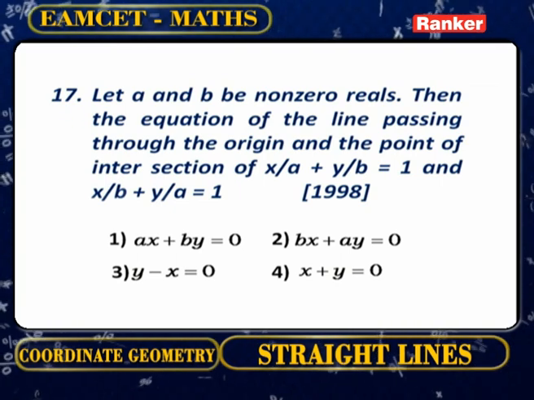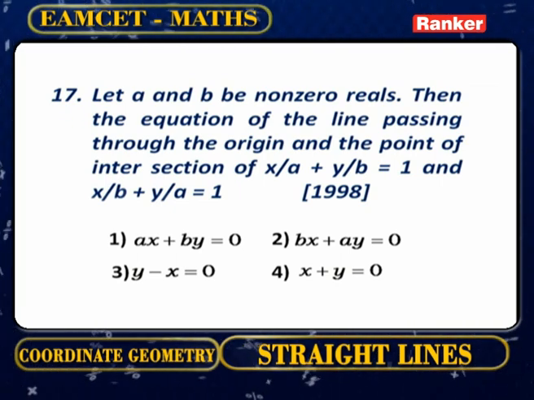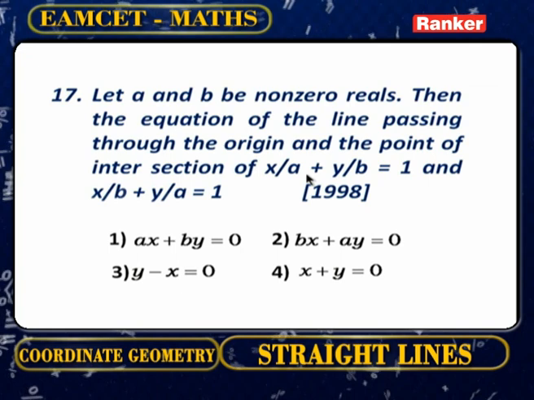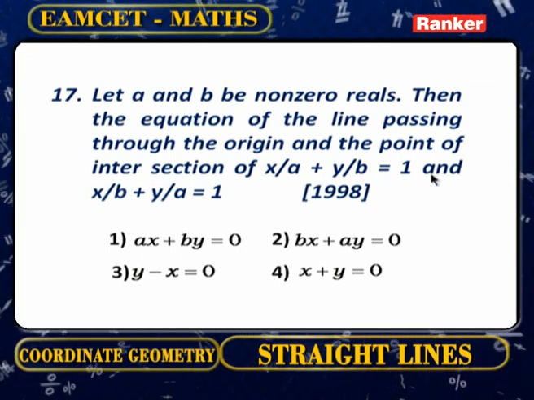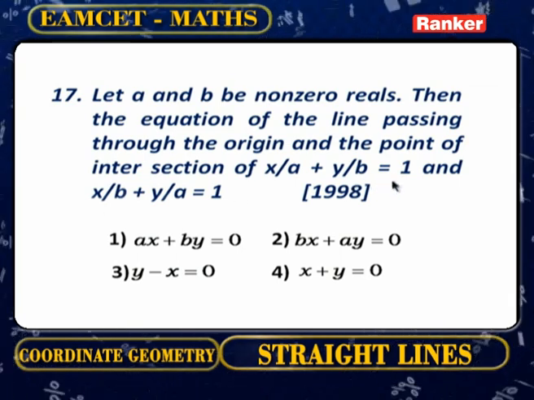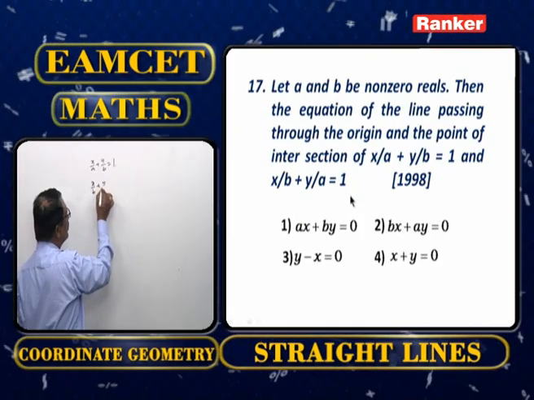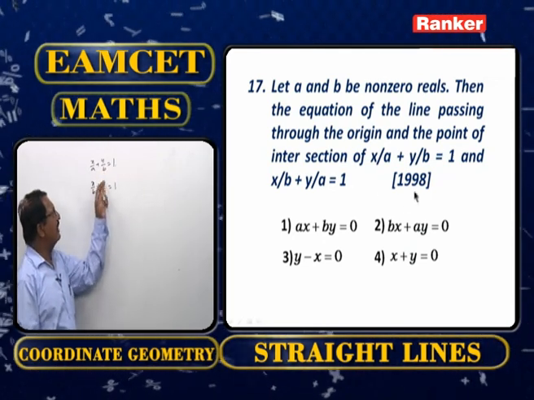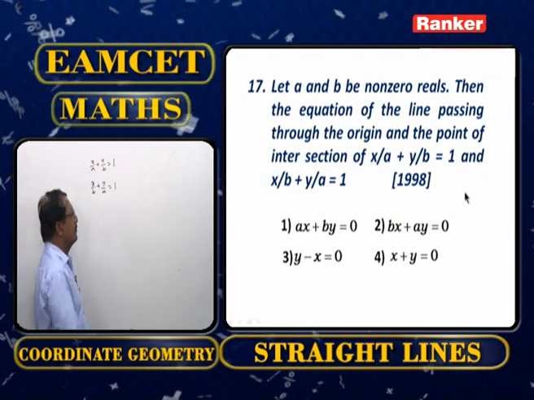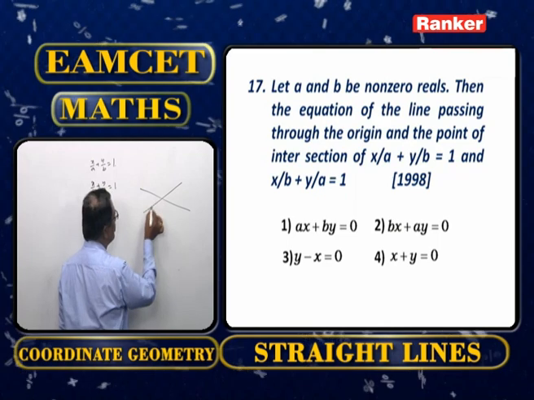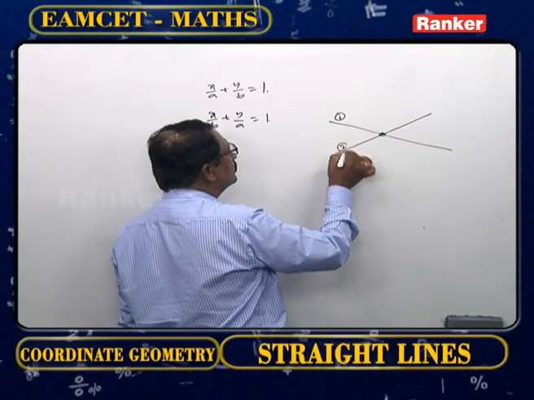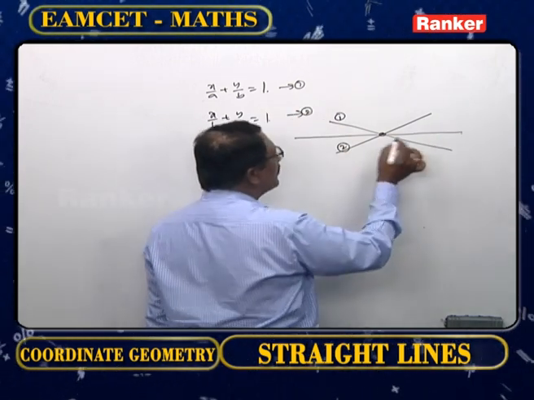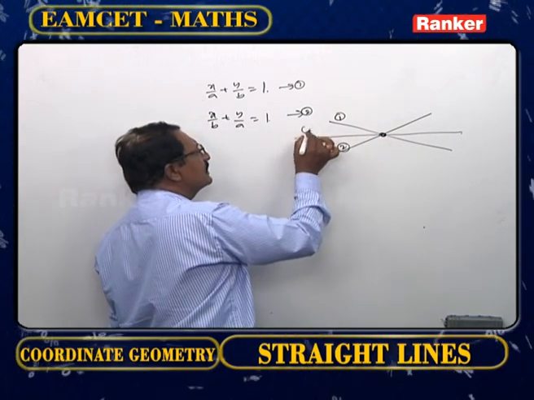Let a and b be non-zero real numbers. Then the equation of the line passing through the origin and the point of intersection of the lines x/a + y/b = 1 and x/b + y/a = 1. We require the equation of the straight line passing through the origin and the point of intersection of the given lines. Suppose the given two lines are 1 and 2; the required line passes through the point of intersection of the lines and the origin.